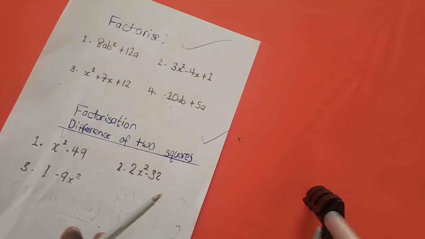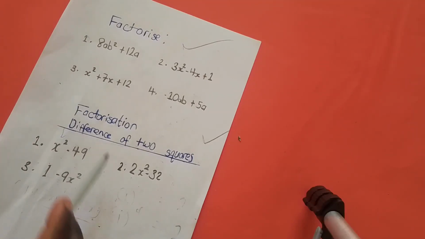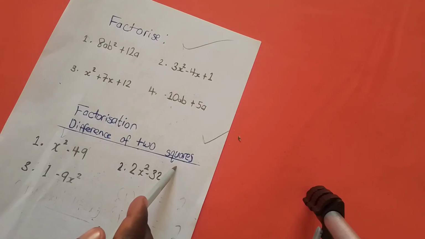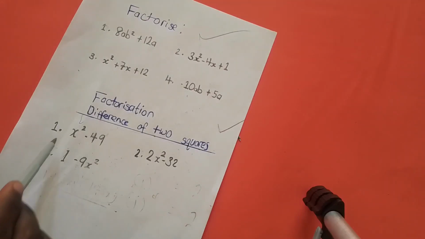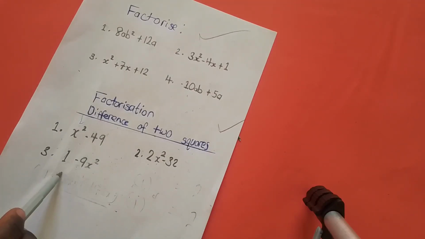Okay, so in this tutorial, I'm only going to be focusing on factorization, the difference of two squares concept. Then I'll factorize the first, second, and third example, then I'm done.